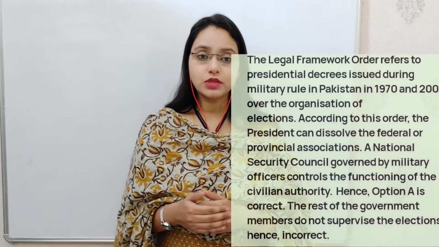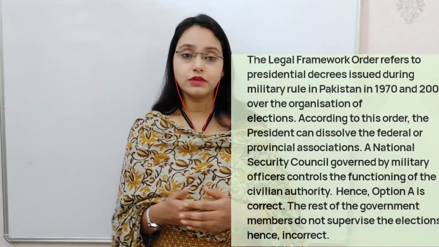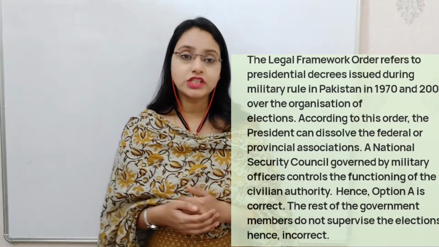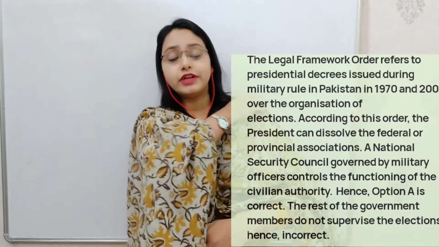Now what happened? In August 2002, he also issued what? A legal framework order. And under this order, what happened? He increased the powers of the president. Also he changed the constitution of the country, that is Pakistan. So in the legal framework order, what did he do? He increased the presidential power, and also he changed the constitution of the country. First, what he did, he removed the provincial and the national assembly of the country.